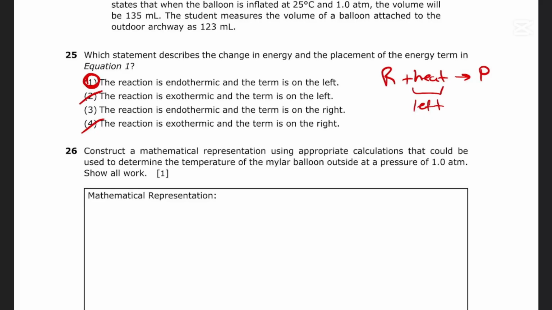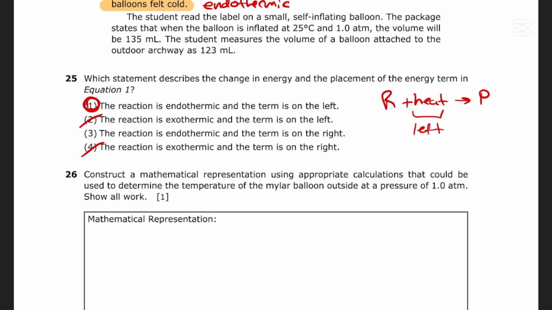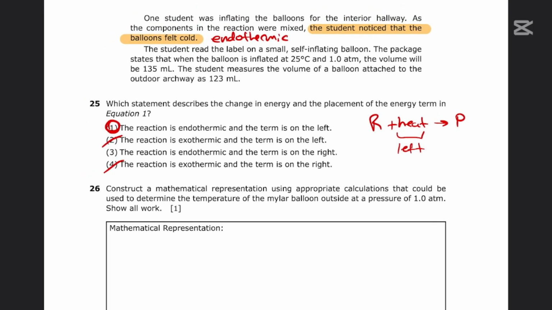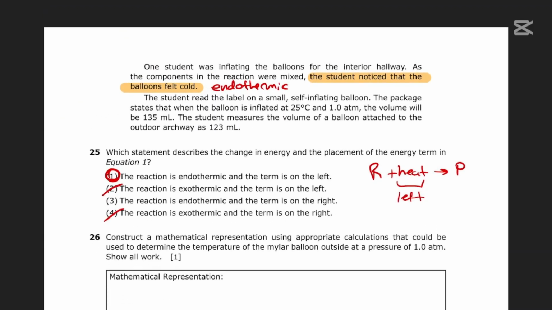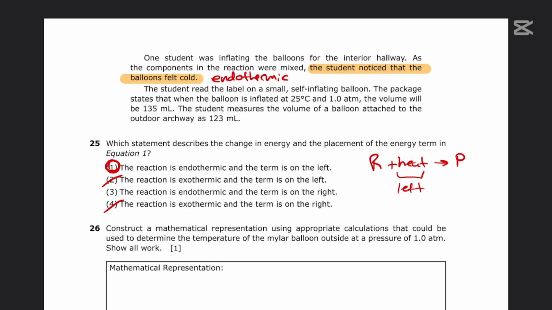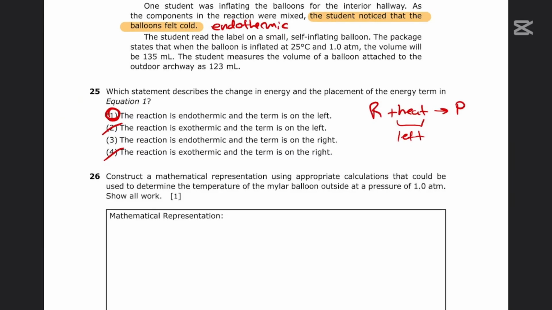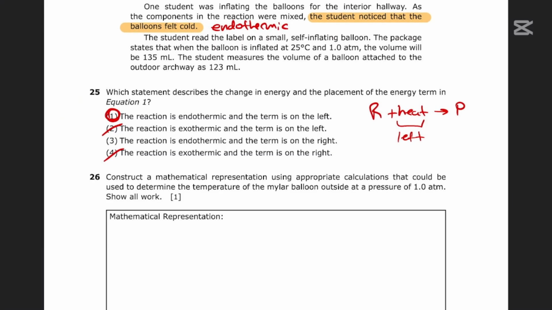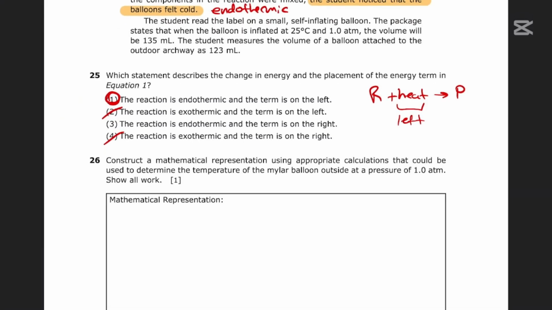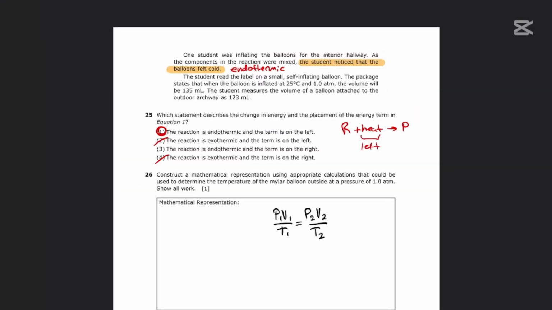All right, question number 26 says, construct a mathematical representation using appropriate calculations that could be used to determine the temperature of the Mylar balloon outside at a pressure of 1.0 atmospheres. All right, so what we want to do is really just go and identify all of the terms in this equation and then plug this into our combined gas law. So I'm just going to write the combined gas law. Now that I have this written, I'm just going to go through and circle my terms here.